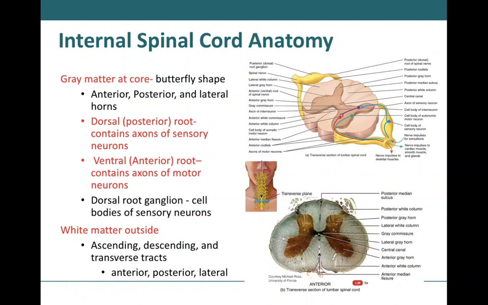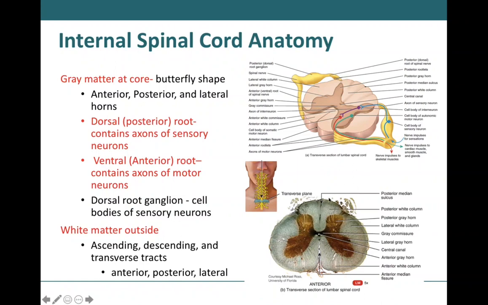So there's different structures in both the gray matter and the white matter. So let's go over the gray matter first. As I mentioned, the gray matter sort of represents a butterfly. You can see this butterfly shape that's shown here depicted by this gray matter. Now, the gray matter is divided up into different horns. We have an anterior, a posterior, and a lateral horn that we will find in the gray matter.